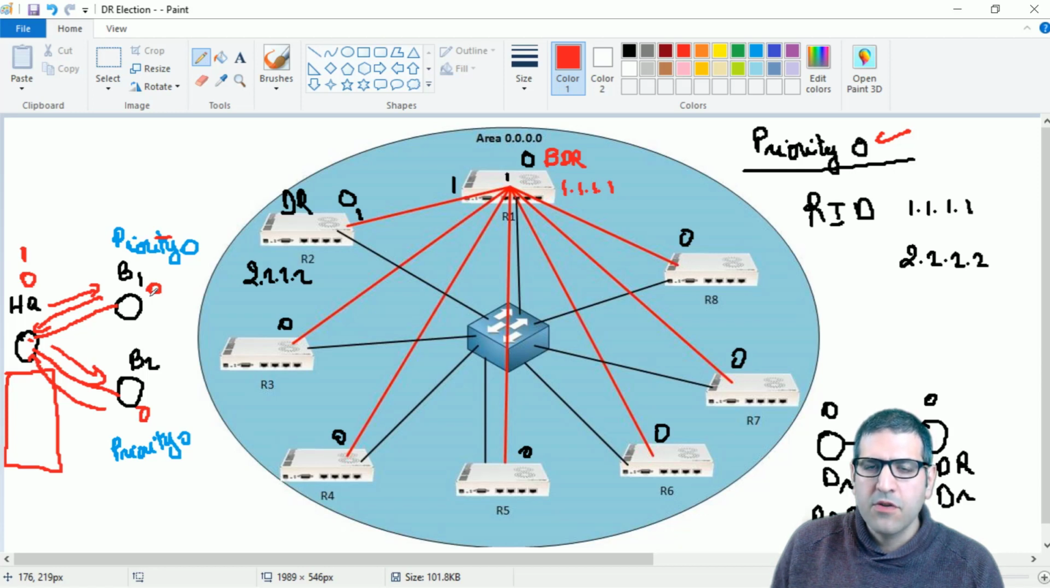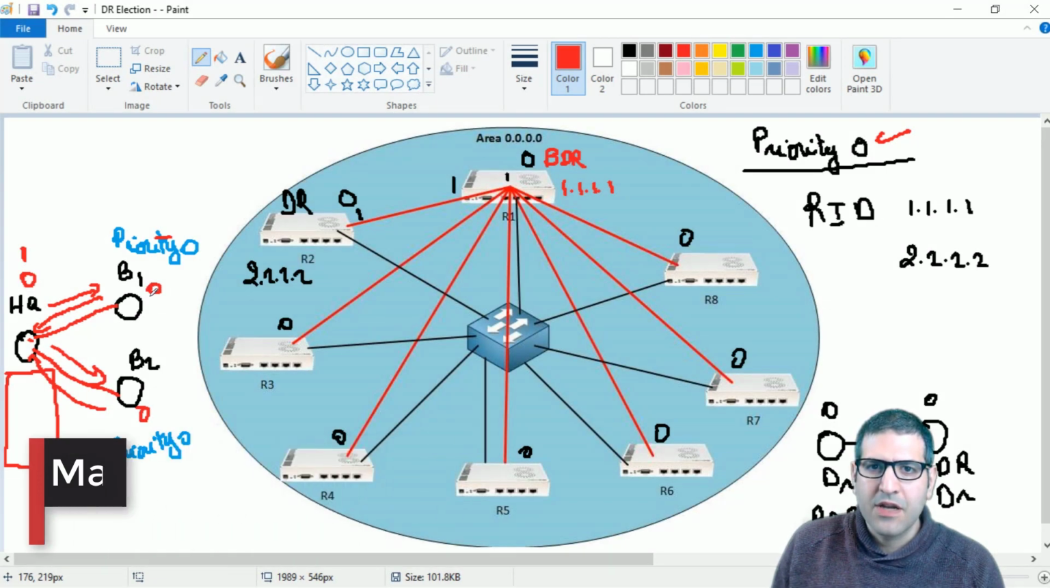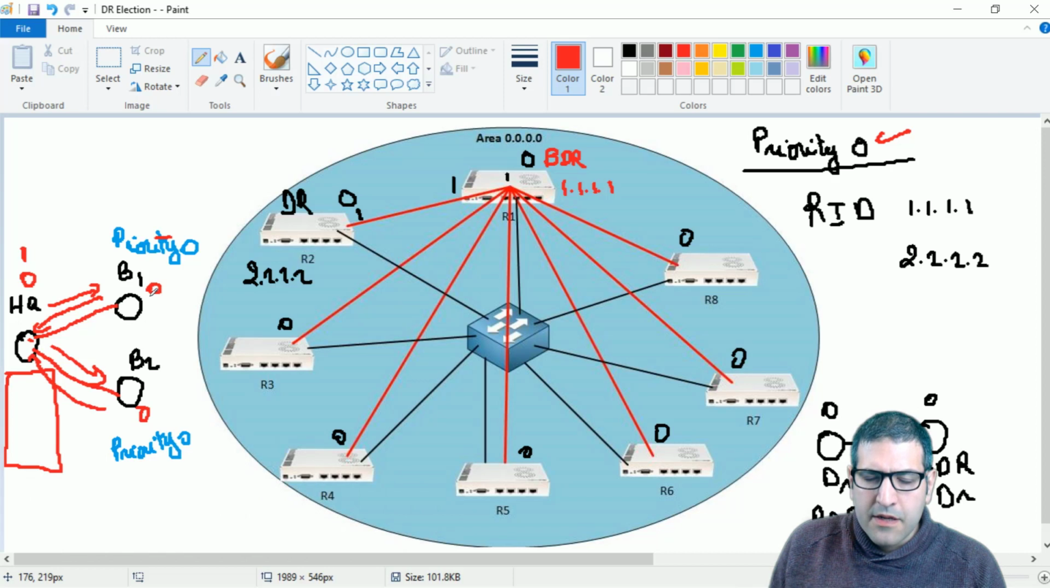And we have seen also that we can play with the priority to elect one router to be the designated router and others to not be designated routers. But in case the priority ties inside the election, then the router which has the higher router ID will be the designated router. So this is what I wanted to explain to you about the designated router and the backup designated router. Now let's go directly and do the lab and see on MikroTik how we can configure the designated router and the backup designated router.